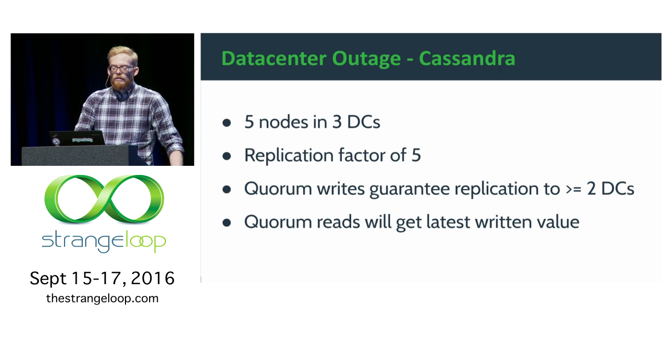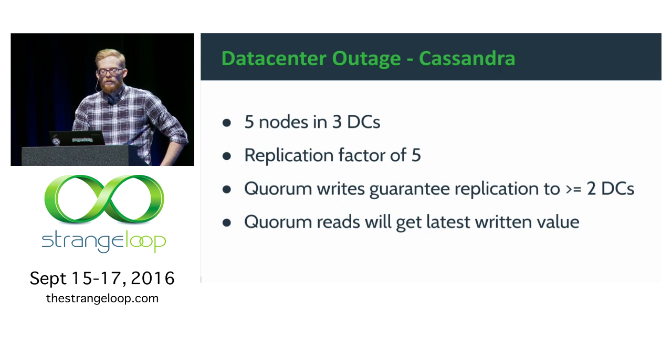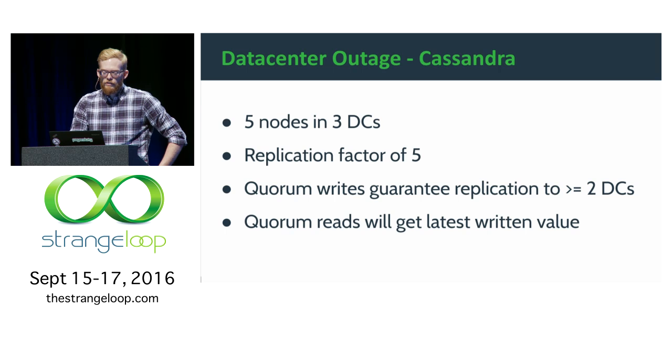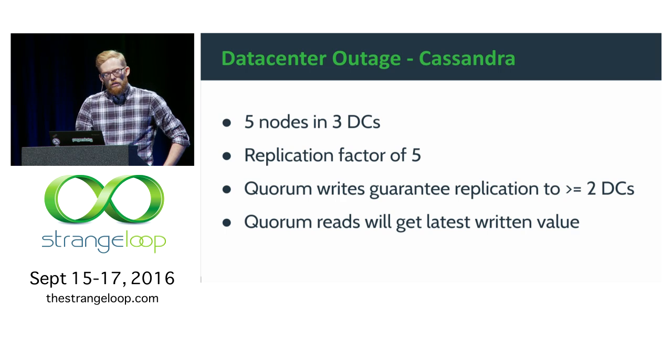And we do quorum writes, which means that at least 3 nodes must acknowledge the write before it returns success to the application. And 3 machines means that we will be in at least 2 data centers. Then we do quorum reads to guarantee that we will get the latest value. Now, maybe some of you are thinking that this sounds kind of slow, synchronously writing to nodes in 3 different data centers. And it is somewhat slow, but we can get away with this because these Cassandra writes are generally not user-facing.